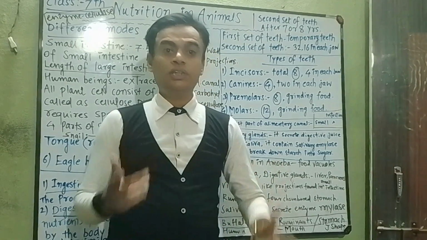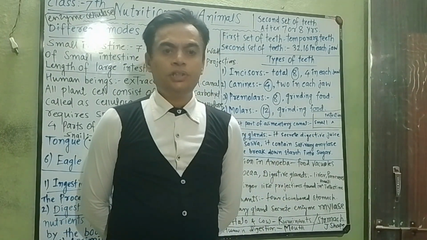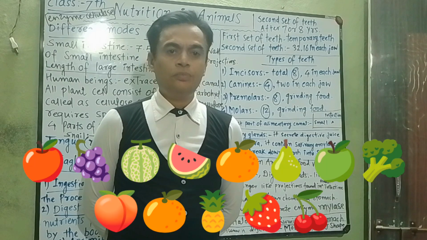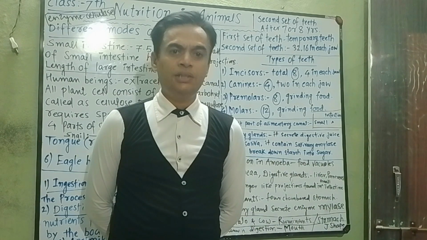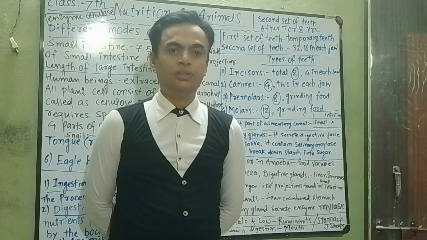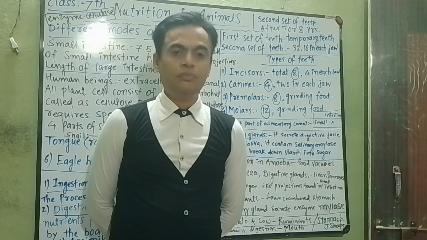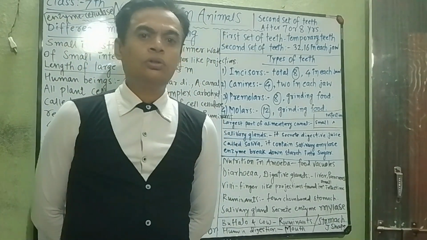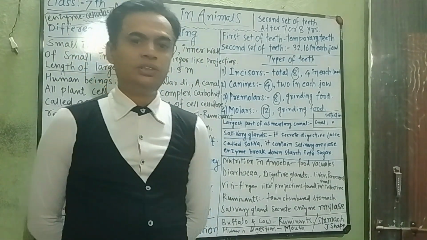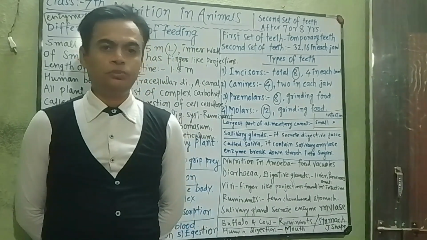Now what are nutrients? Nutrients are the components of the food such as carbohydrates, proteins, fats, oils, minerals, vitamins, and roughage. They are necessary for the normal growth and development of the body. They are called nutrients. Nutrients are also necessary for the growth and development of the body.